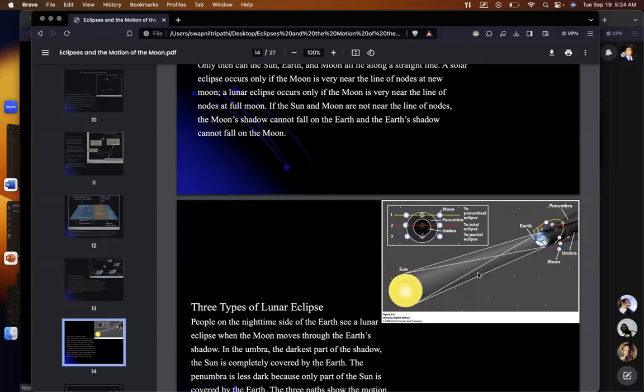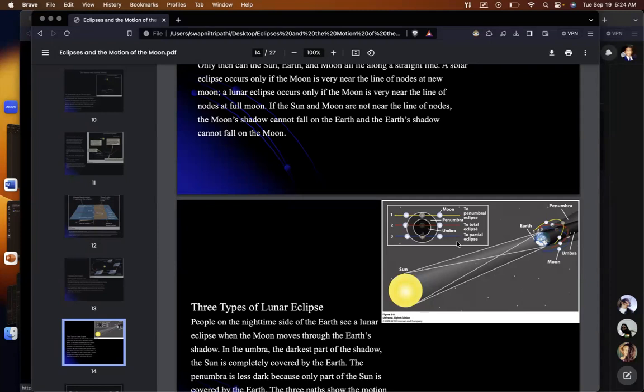First, look at the Earth's shadow. There is a region where all of the light from the sun is blocked. That is called umbra. There are regions where the sun is blocked partially, and that is called penumbra. So depending on how above or how below the ecliptic plane the moon is, it could pass through umbra, it could pass through penumbra, or it could be partially in both the regions.